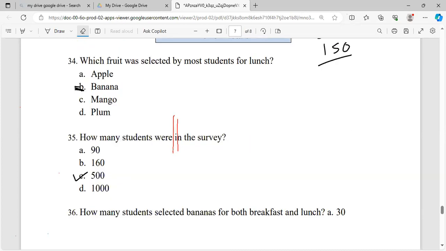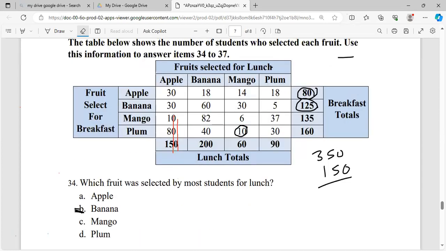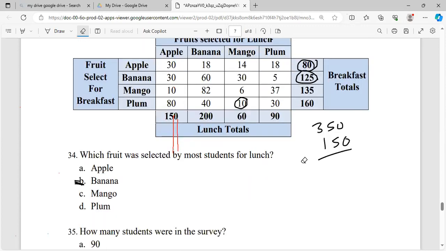And they can ask any question. You guys can answer any question from it. Let me ask you a couple. We could just ask a couple more, just to see if everybody is fully getting it. How many selected banana for breakfast and plum for lunch?